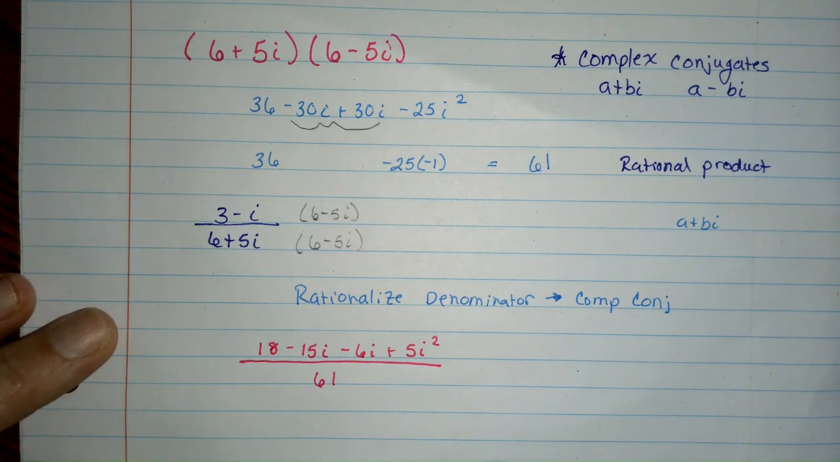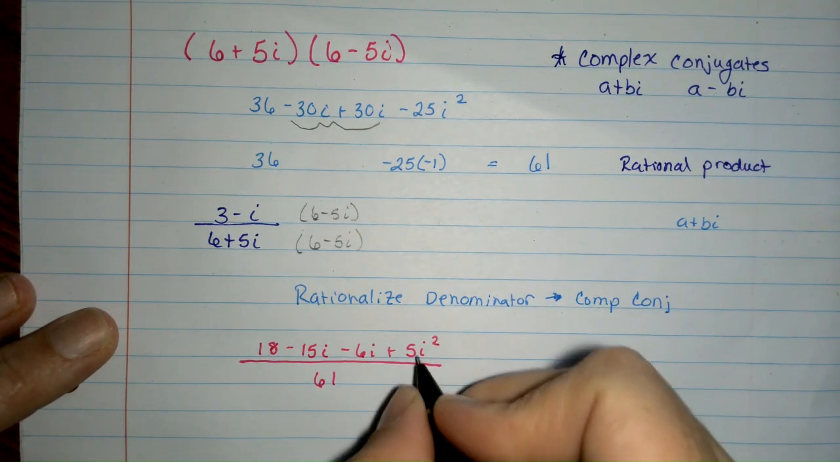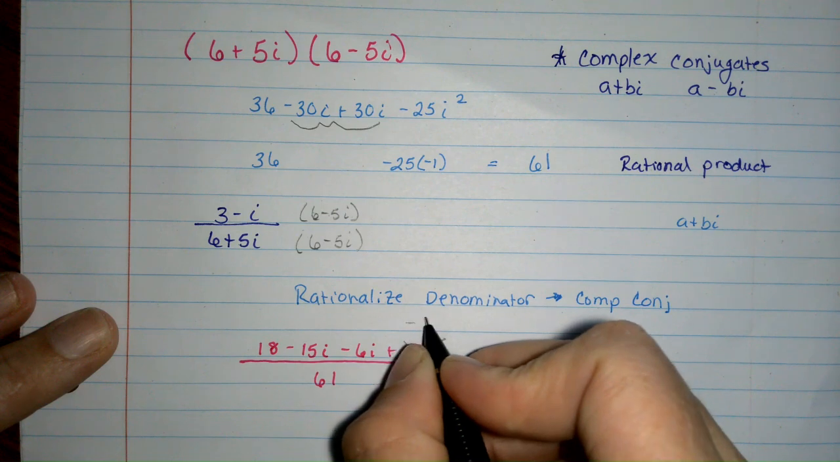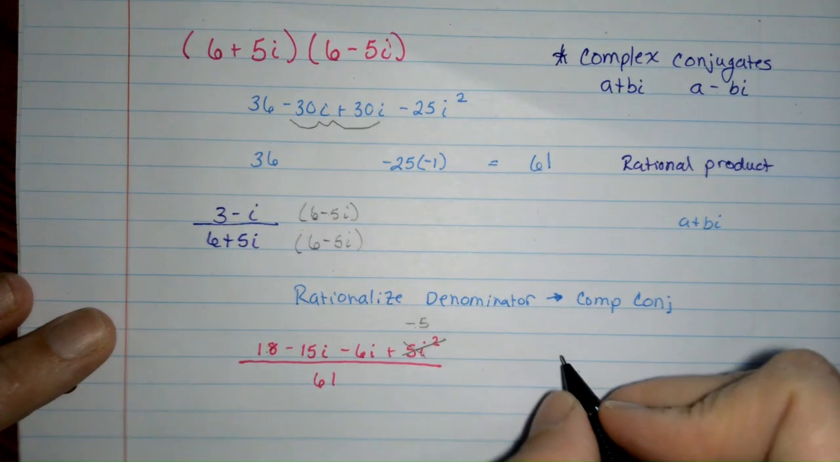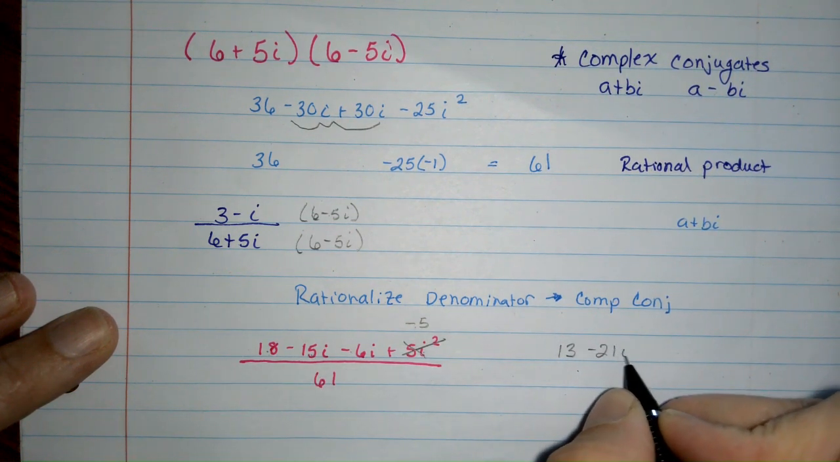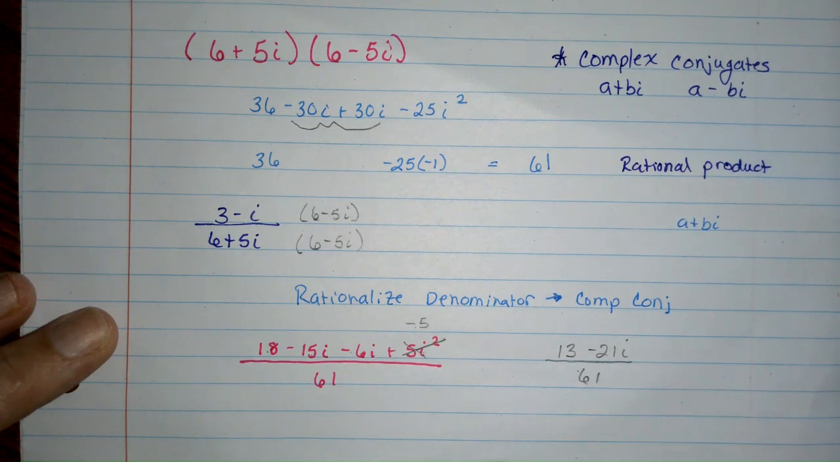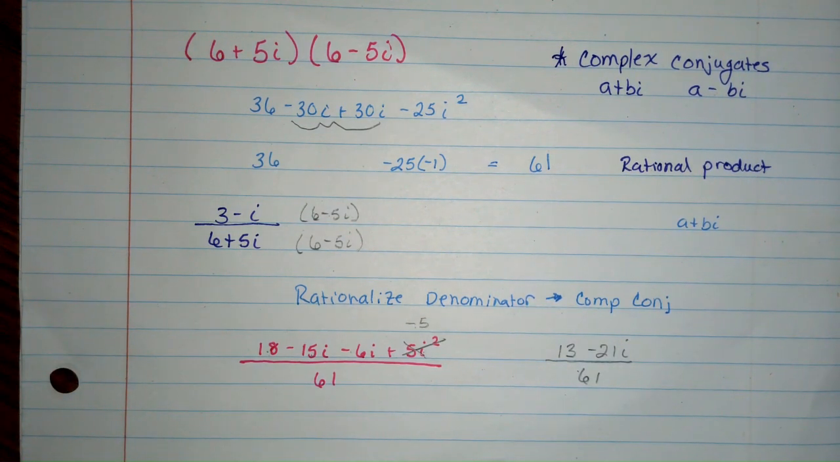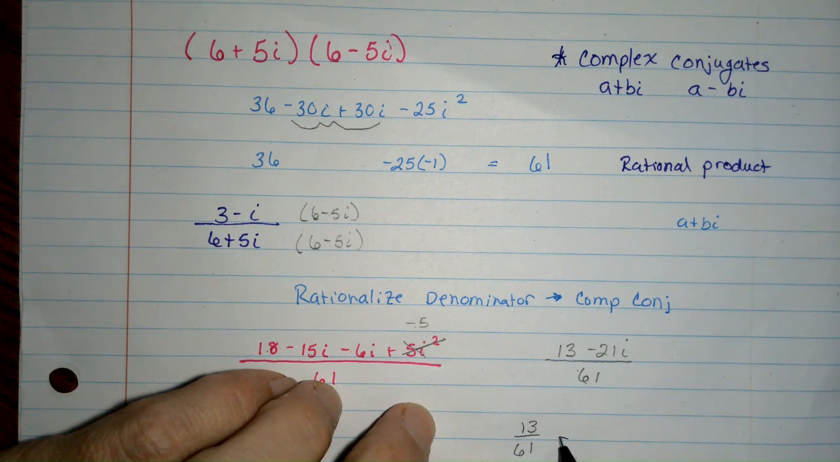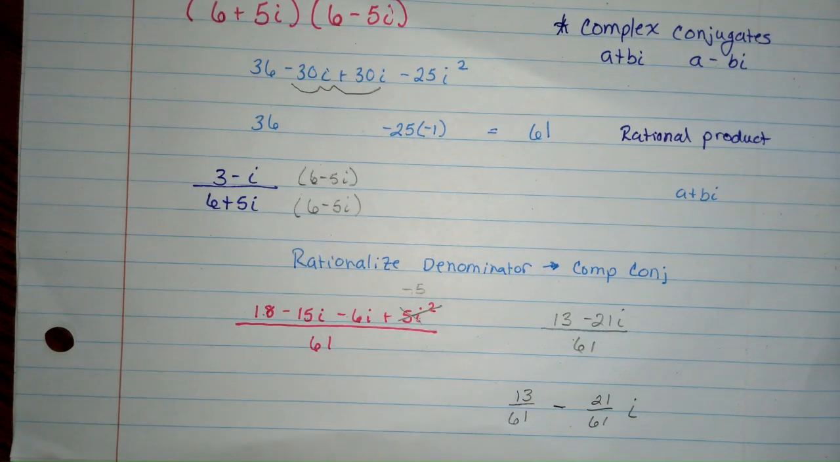Okay, let's simplify that numerator now. 5i squared, we know 5 times i squared is 5 times negative 1, which is negative 5. So 18 plus negative 5 is 13. Negative 15i and negative 6i is negative 21i. And our denominator is 61. So that's really not a plus bi form until we do this: 13/61 minus 21/61 i. Now it's written as a plus bi form, where a and b are ratios or fractions.